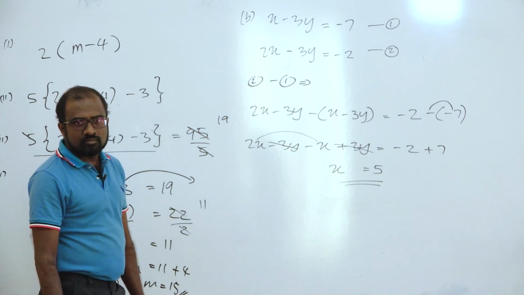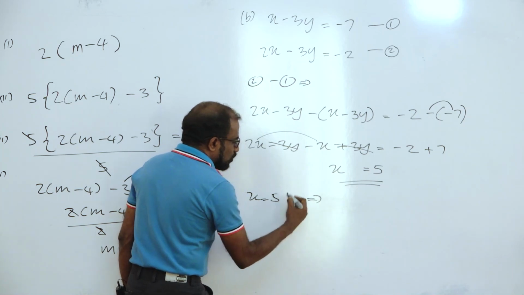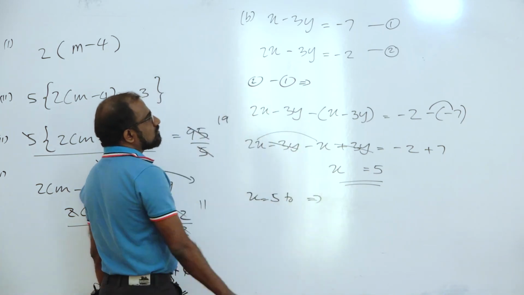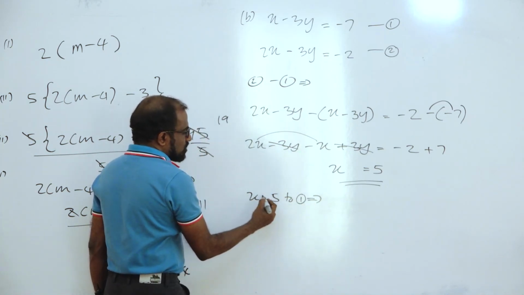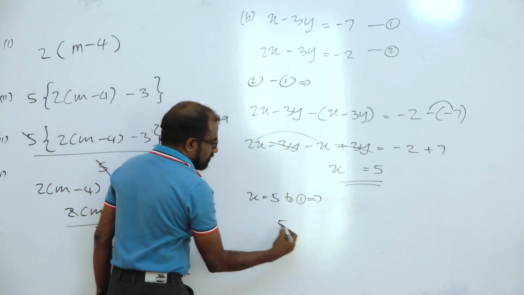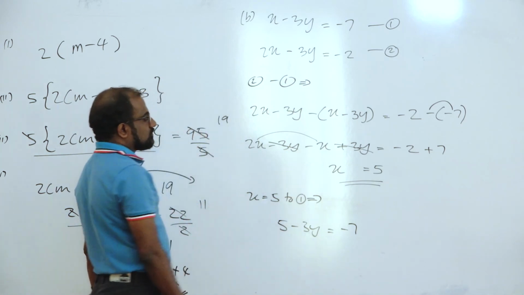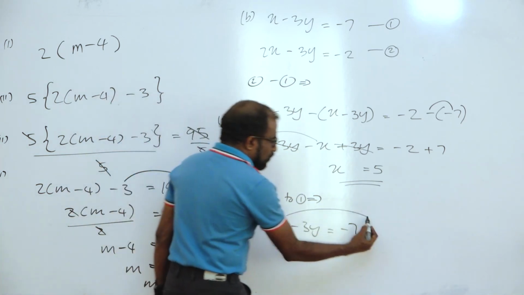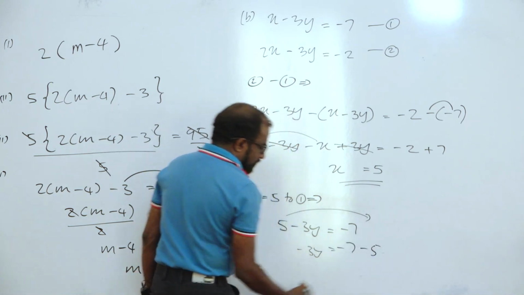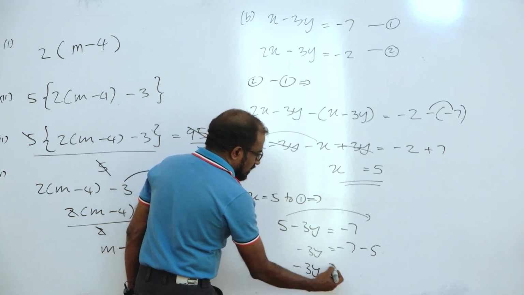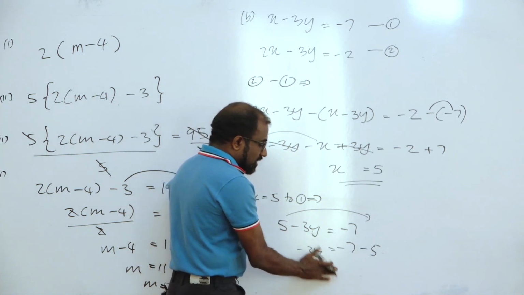X equals 5 is the answer. Now you can assign x equals 5 to any equation you like. We'll assign it to the first equation. So here, 5 minus 3y equals minus 7. Plus 5 goes to the other side, so minus 5. That is minus 3y equals, simplify minus 7 minus 5. What is the answer? Minus 12.